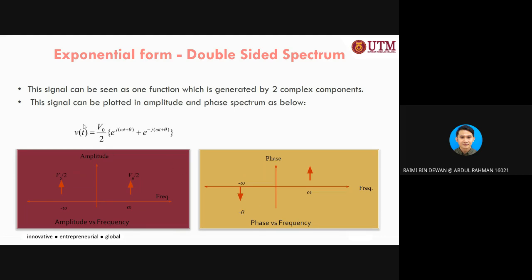Observe this equation which we solved in the previous slide. You see amplitude and frequency. You have V naught over 2 because this is the amplitude at omega, and the next one is at negative omega. So here you have V naught over 2 as the magnitude divided by 2.